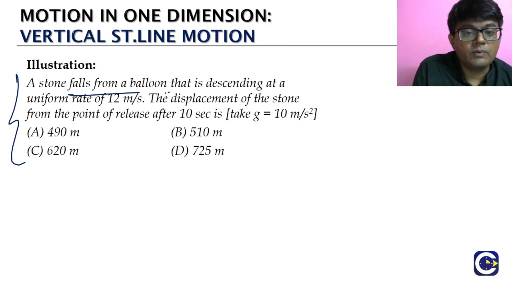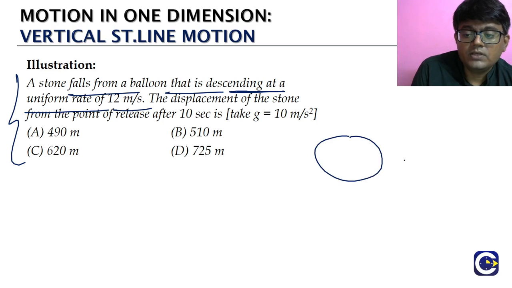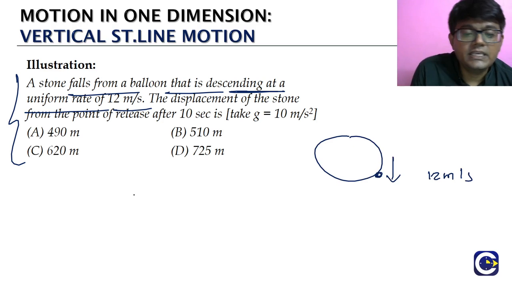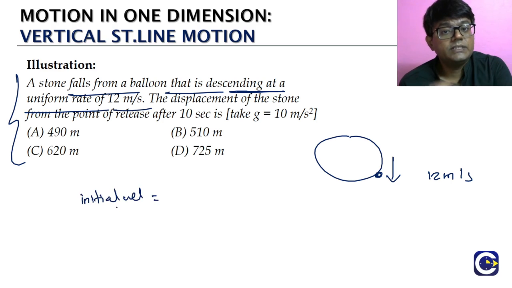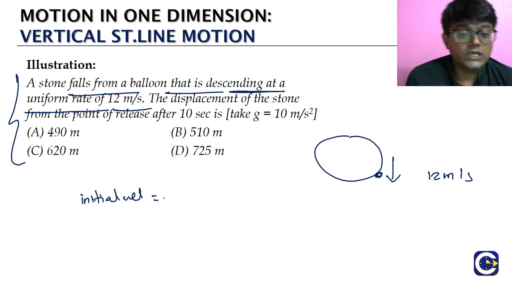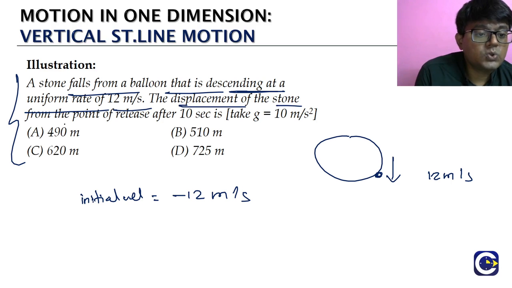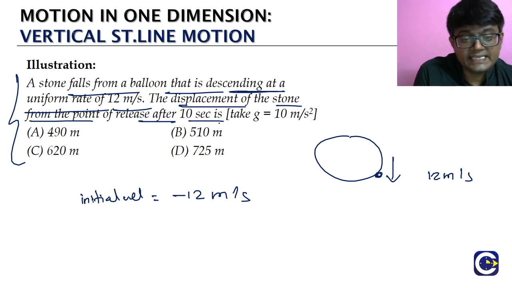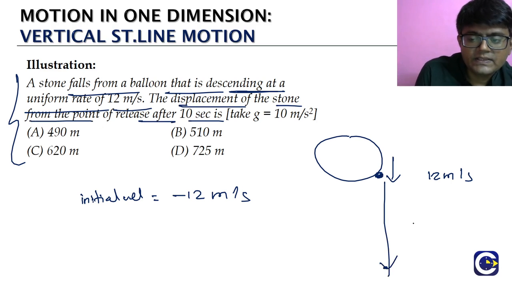A stone falls from a balloon that is descending at a uniform rate of 12 meter per second. Stone is falling from that balloon, which means the initial velocity of that stone will be whatever is the velocity of the balloon, that is 12 meter per second down. As per our convention, we will take it as negative. The displacement of the stone from the point of release after 10 seconds is, so from wherever it is released, in 10 seconds we have to find the displacement.